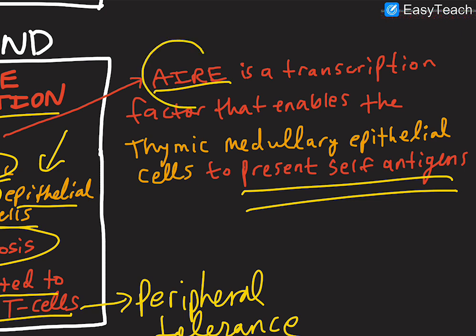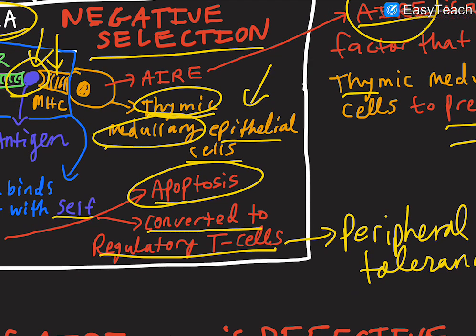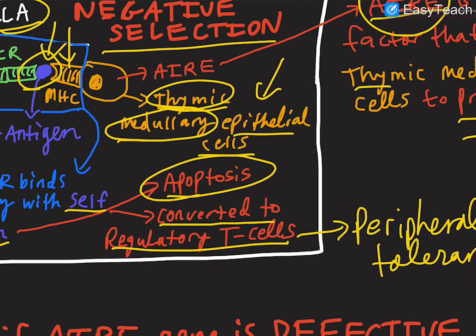So that means this AIRE transcription factor is really important for not having self-reactive T cells. Because without this AIRE transcription factor, your thymic medullary epithelial cells cannot present self-antigens, so you can't train your developing T cells. So the AIRE transcription factor is really important.